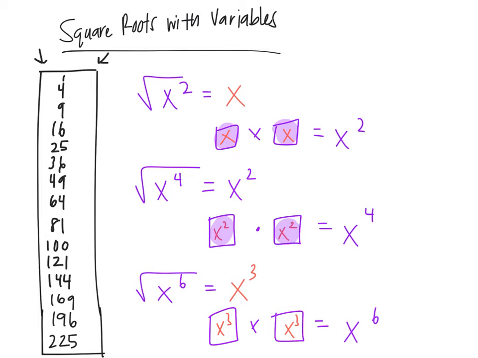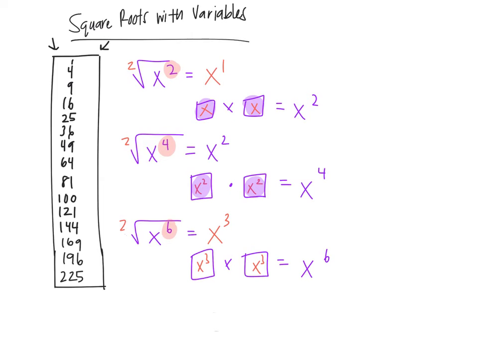Okay, so notice how all of these exponents here are even because we're taking the square root. These are all square roots, right? Notice how you are dividing by 2 each time. So 2 divided by 2 is 1, 4 divided by 2 is 2, 6 divided by 2 is 3. Okay, so when we are taking the square root of variables that have an even exponent, divide your exponent by 2. So if even, divide exponent by 2.